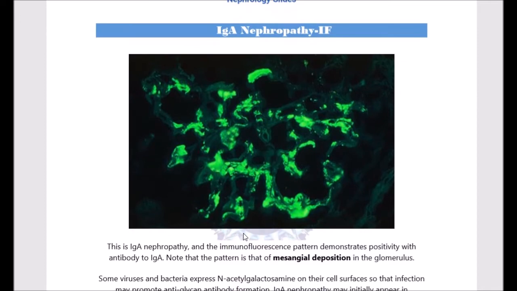IgA nephropathy on immunofluorescence: the pattern demonstrates positivity with antibody to IgA. Note that the pattern is that of mesangial deposition. You see, these are the mesangial deposition. So these are mesangial depositions of the glomerulus.